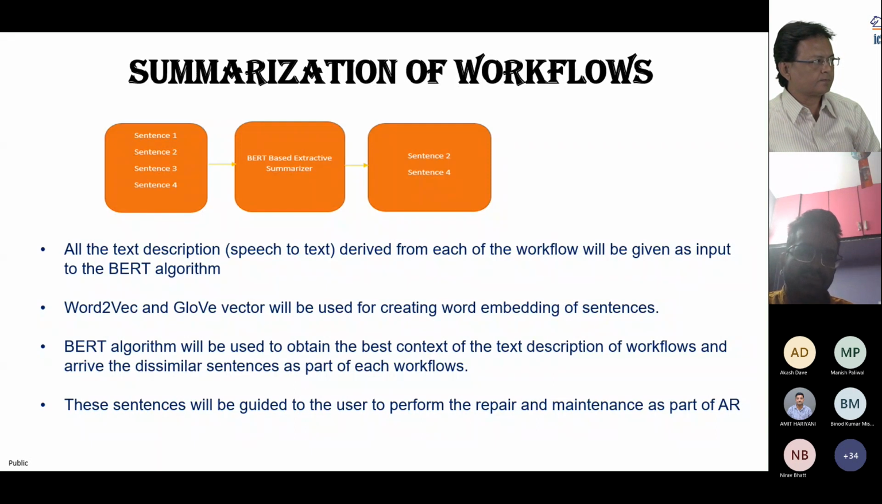We try to get the context for it, and we use Word2Vec and GloVe vectors to create the word embeddings of those keywords. So we obtain the highly relevant keywords from the sentences, and those keywords help us get the context-level summary, which is the extractive-level summary.